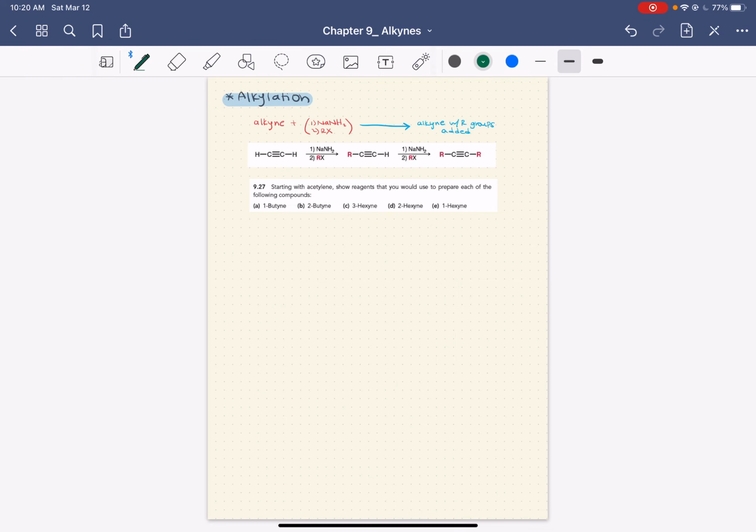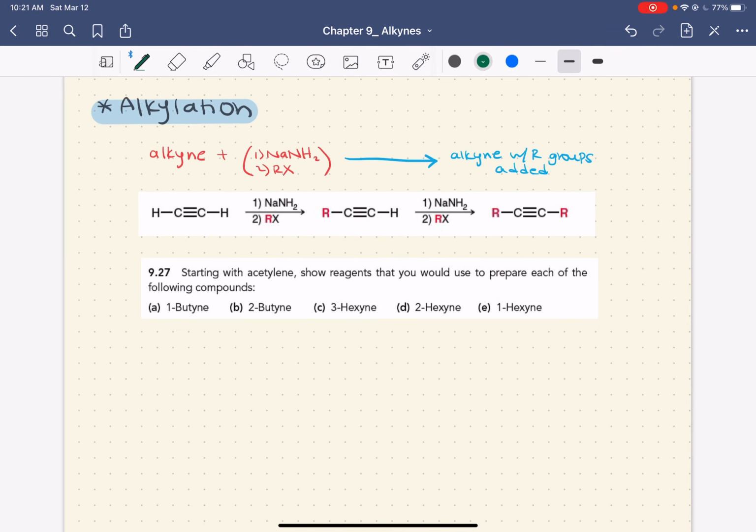This provides a method to install alkyl groups on a terminal alkyne. As you notice, this process, alkylation, is only efficient with methyl or primary alkyl halides, but it's going to be super useful nevertheless for synthesis. So what this means is you take an alkyne and treat it with this sort of reagents, the sodium amide, and then some sort of R group attached to a halogen like chlorine or bromine. You can add R groups to the end of this alkyne.